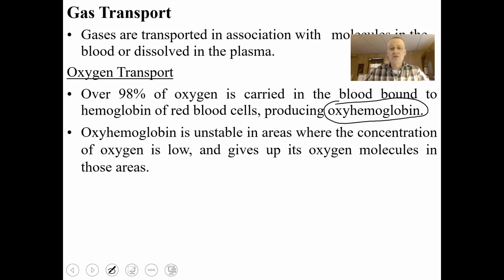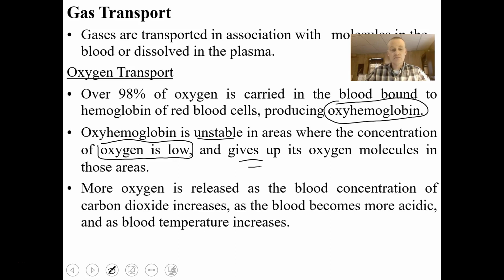Oxyhemoglobin is unstable in areas where the concentration of oxygen is low. Okay, so that's good. Where oxygen is low, the oxygen that's bound to the hemoglobin molecule is very unstable, so it can be released and go to the tissues that need the oxygen. Being unstable means that it gives up the oxygen molecules in the areas where they're needed.